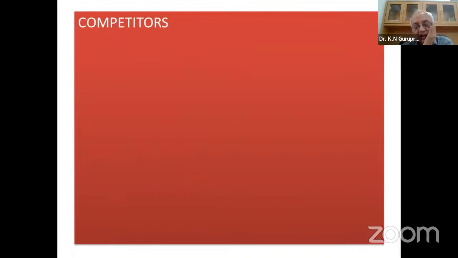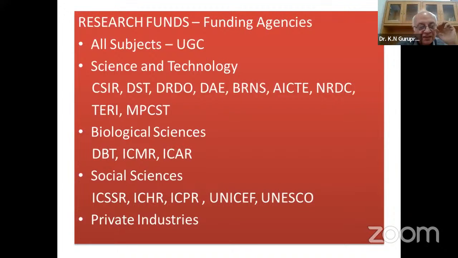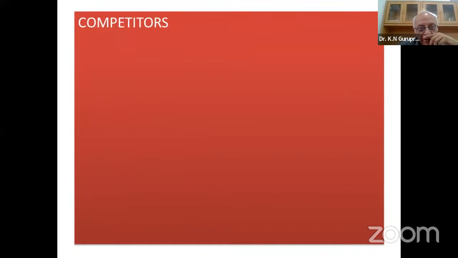Now, although I gave you the list of the funding agencies, I did not tell you about who the competitors are. See, it is extremely difficult to get funding from these agencies. Right now, only approximately 10% of the projects get approved. Out of the total number of projects which these funding agencies receive, on an average, only 10% of the projects are approved.